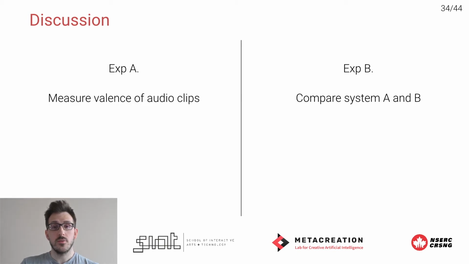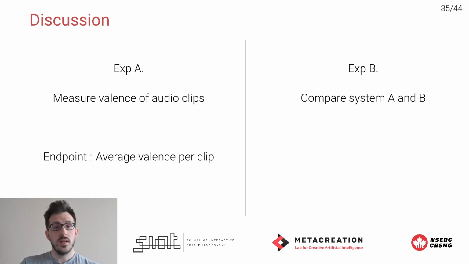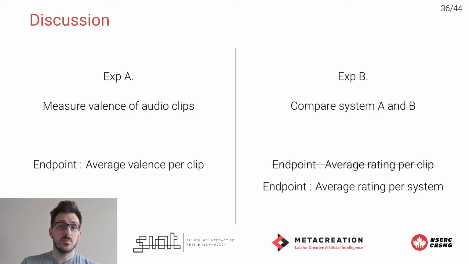In experiment A, we want to measure the valence of audio clips, and in experiment B, we want to compare system A and B. Note that experiment B is a prototypical example of a listening study. In experiment A, the endpoint of the experiment is an average valence per audio clip. On the other hand, in experiment B, the endpoint of the experiment is not the average rating per clip, as we don't really care how a particular clip is rated. Rather, we care about how a particular system is rated.